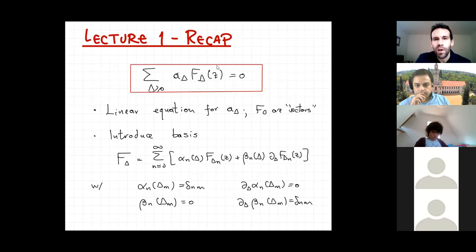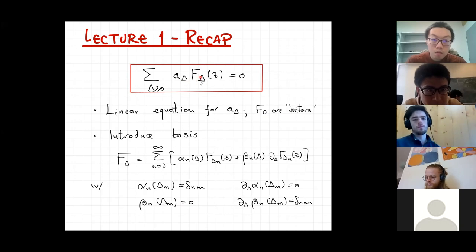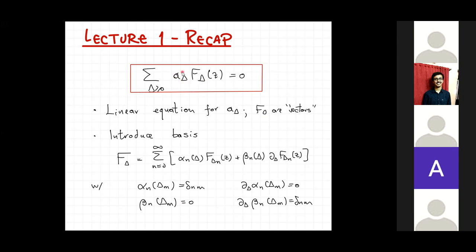So, okay, we had this equation. The purpose of these lectures is to study this equation. And the idea is that we should think of this as a linear equation for these coefficients, the a delta, which are the OPE coefficients. The F delta you think of as vectors in some space. And so this is just some linear equation, which is expressing linear dependency amongst these vectors, okay? Of course, the important caveat is that these coefficients actually have to be positive. So it's much harder to study than a linear equation.